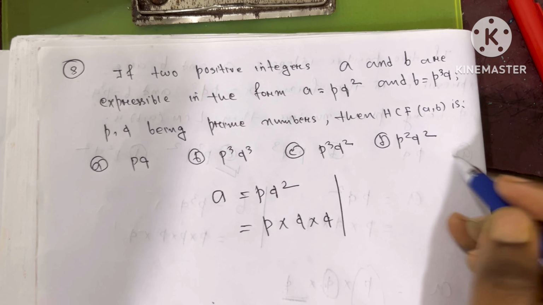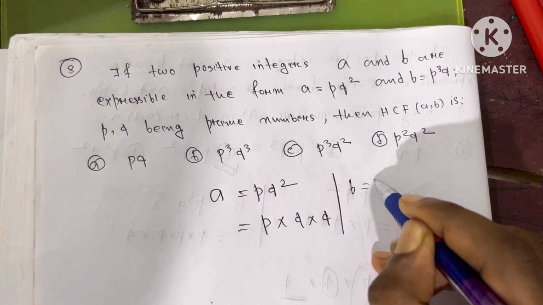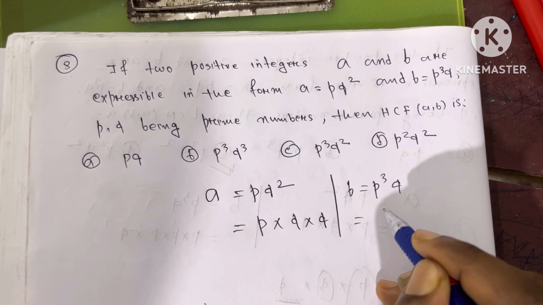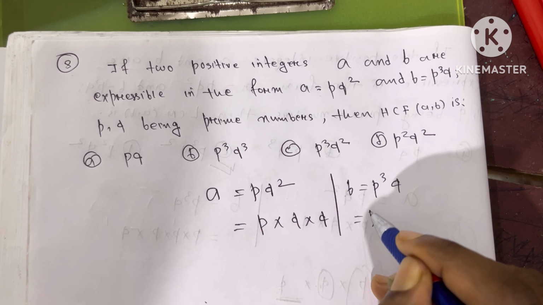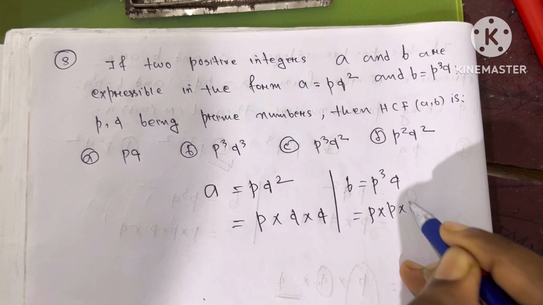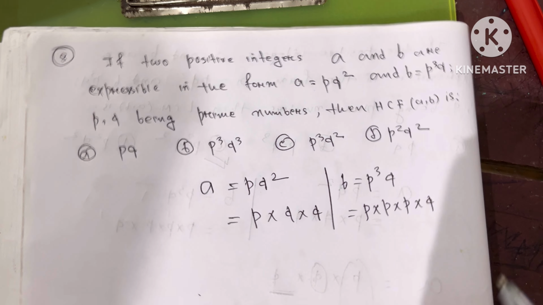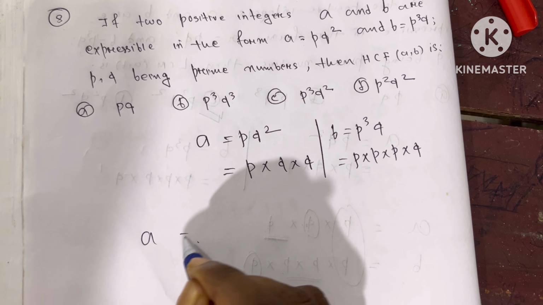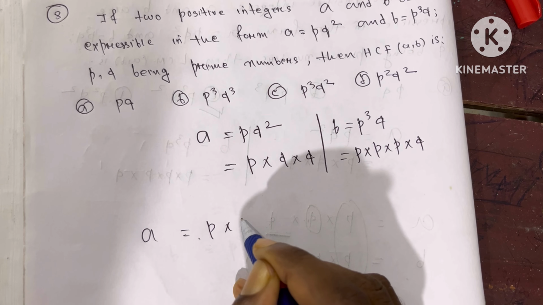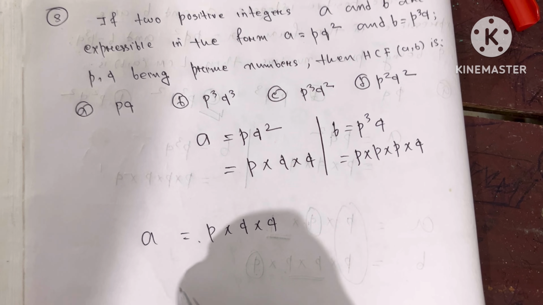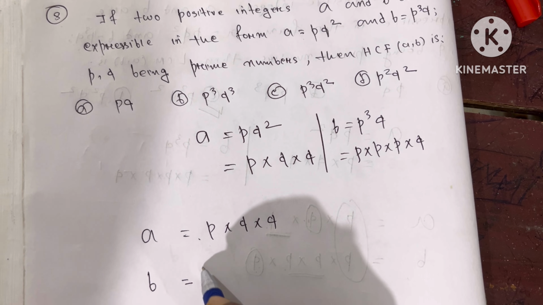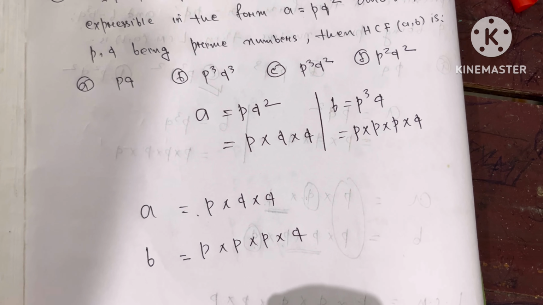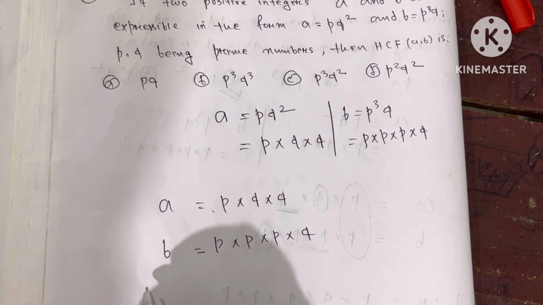Okay, similarly you can factorize b also. So b is equal to p cube q. If you factorize this, what will you get? You will get p into p into p into q. Now you write a is equal to p into q, and b is equal to p into p into p into q.